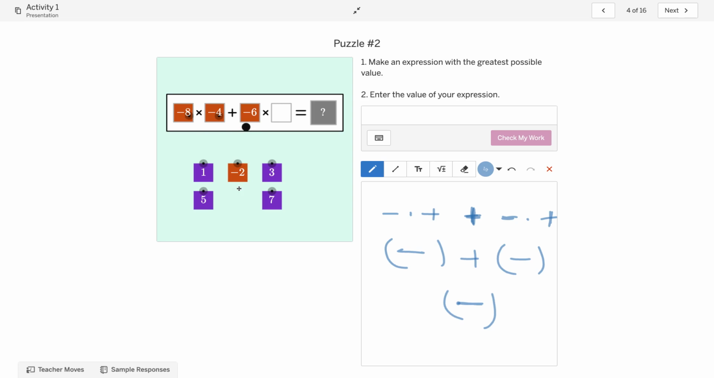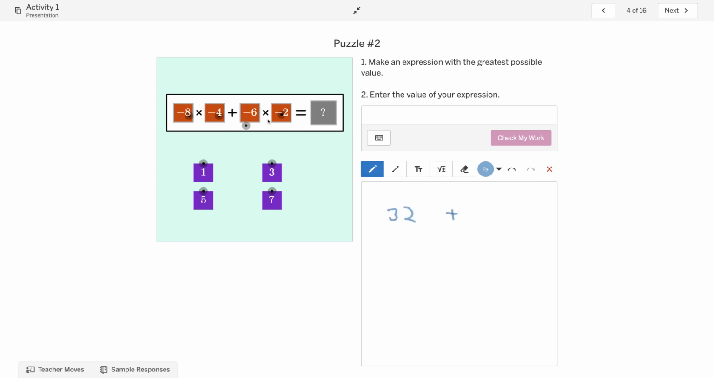I'm going to put in -6 and -2, and I'll solve that out. So that's going to give me 8. Well, I know this is positive because it's negative times negative. So that's 8 times 4 is 32. And then plus 6 times 2. 6 times 2 would give me 12. Add those together, and I would get 44.